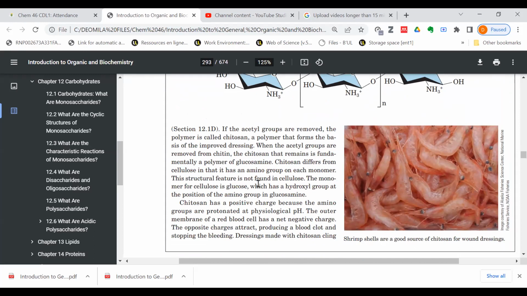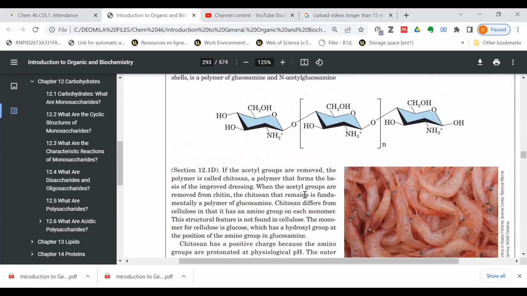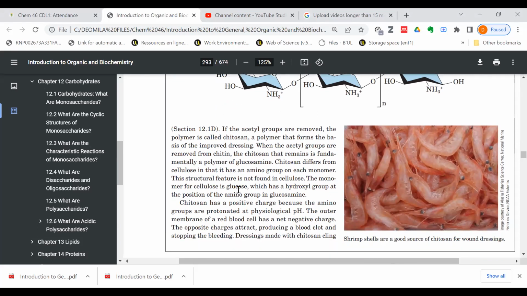So aside from heparin, which I mentioned earlier, okay, you can also find your chitosan in the dressing rather. Okay, so why is that?